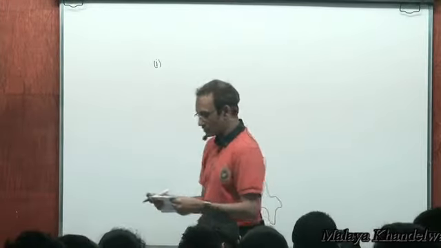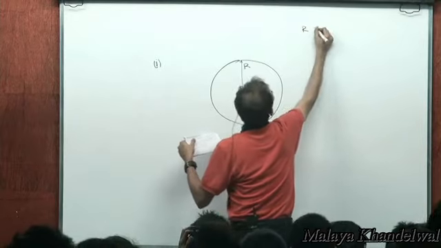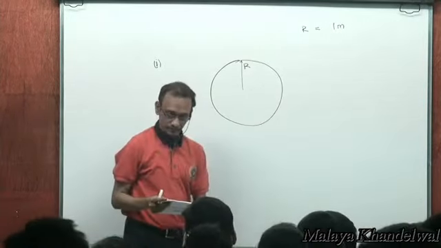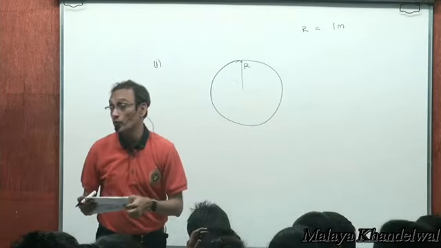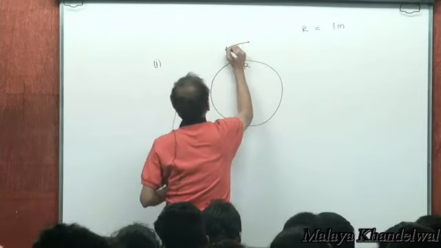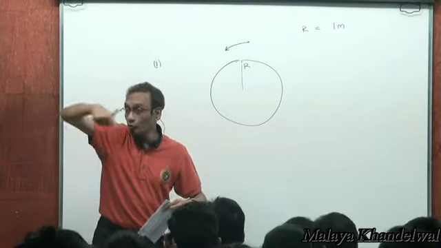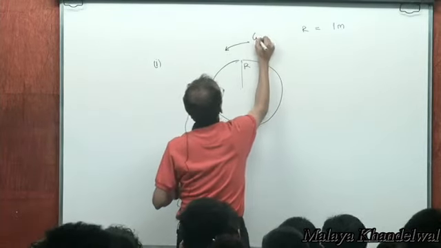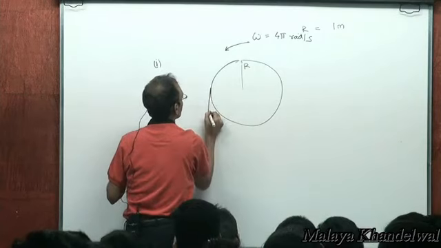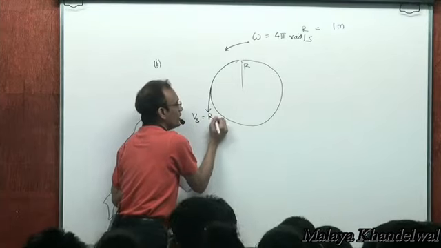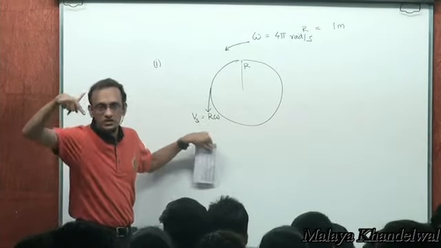A whistle is whirled in a circle of 100 centimeters radius. This is a circle of radius R, 1 meter radius. And this whistle traverses the circular path twice per second. That means twice per second means 4 pi radians per second. Each complete revolution would be 2 pi radians, so 2 pi into 2, 4 pi radians per second must be the omega of the whistle. That means the tangential velocity, this is the source, must be r omega, yes or no? Vs must be r omega, right? The tangential velocity from instant to instant.